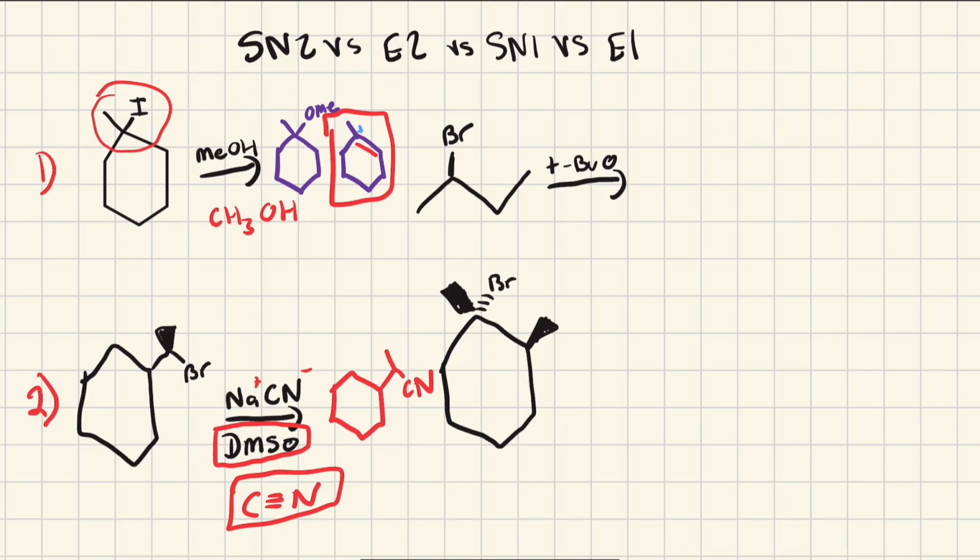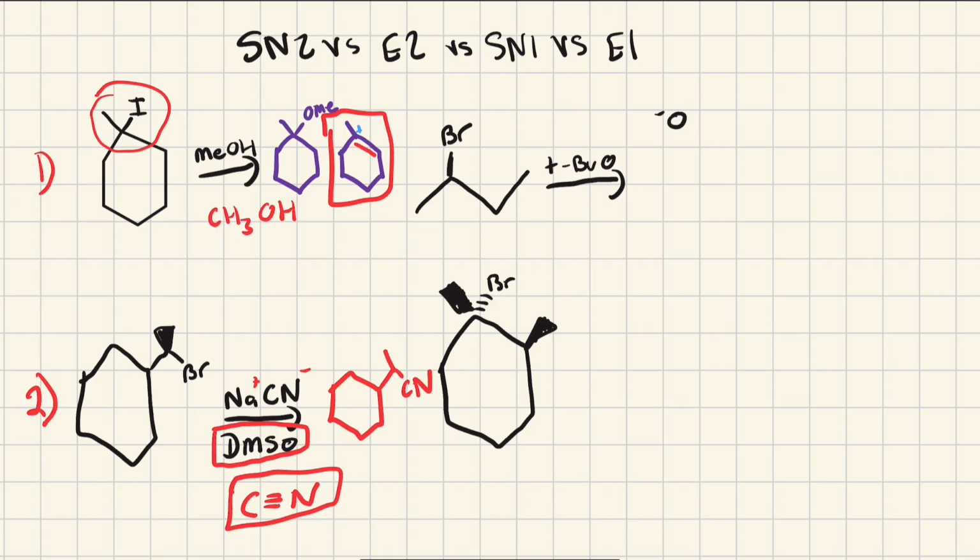Let's look at the problem on the top right. We have a 2-bromobutane group, and it's reacting with tert-butoxide. If you remember, tert-butoxide was one of the classic examples, one of the examples I gave for a super bulky base. But let's confirm that anyway. Tert-butoxide is an O minus connected to a carbon that has 3 methyl groups attached to it. This is very bulky.